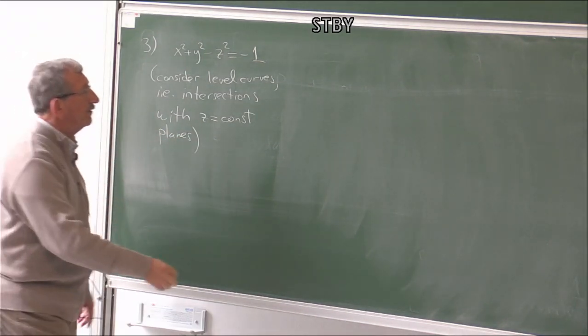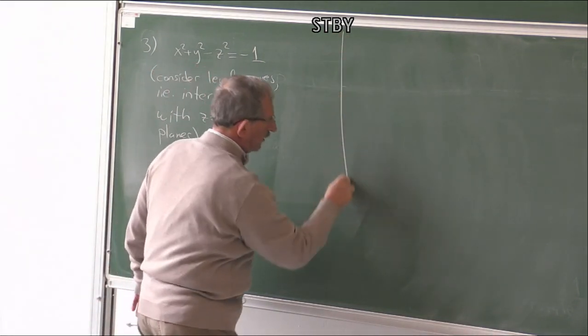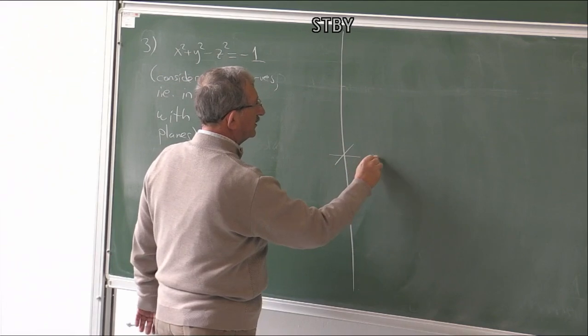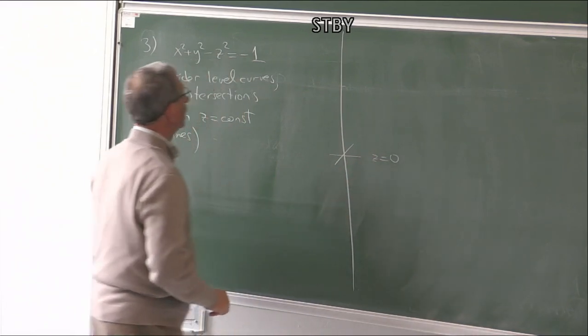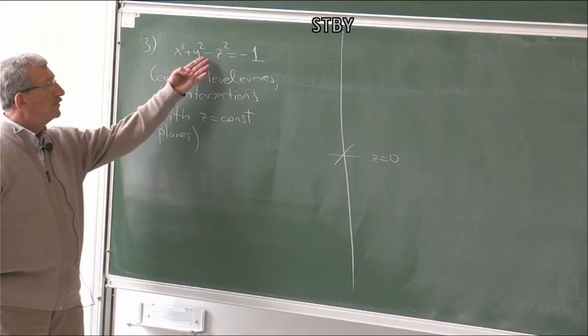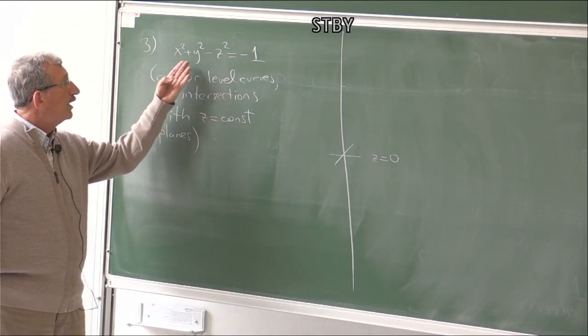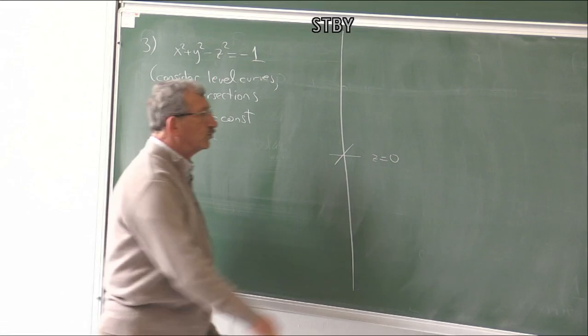What do we get then? Well, let me draw a very long z-axis and say z is 0. Obviously, it's not possible. When z is 0, x squared plus y squared is minus 1.